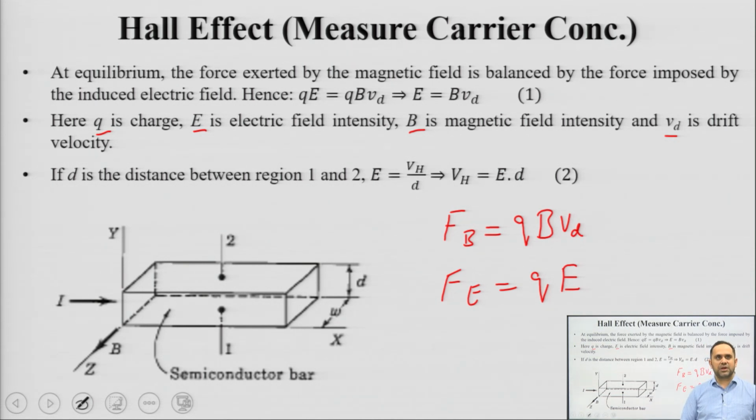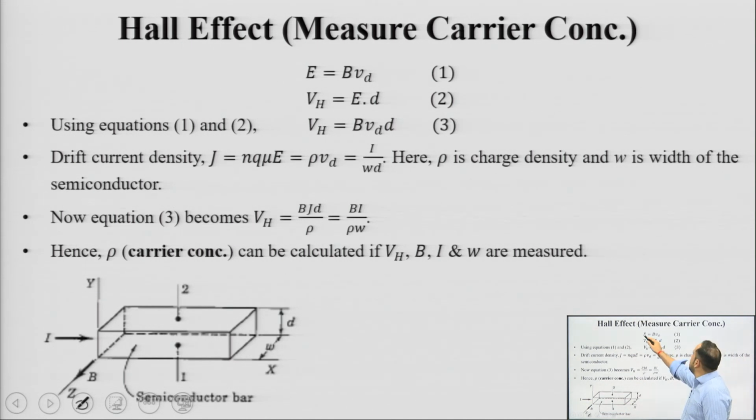So, if the distance between these two regions is d and the voltage across these two regions is Vh, the Hall voltage, electric field being the voltage gradient, I can say that this induced electric field is equal to Vh over d. Okay. And this Vh is equal to E dot d, right, and E is equal to B dot Vd, right. So, the two forces, one due to magnetic field, another due to electric field, balance each other. So, they are equal to each other, right. So, we can write force due to electric field equal to force due to magnetic field, Q gets cancelled. So, E is equal to B dot Vd.